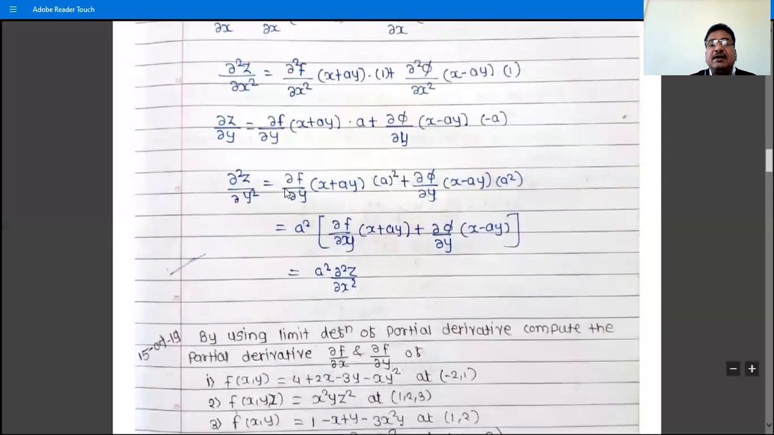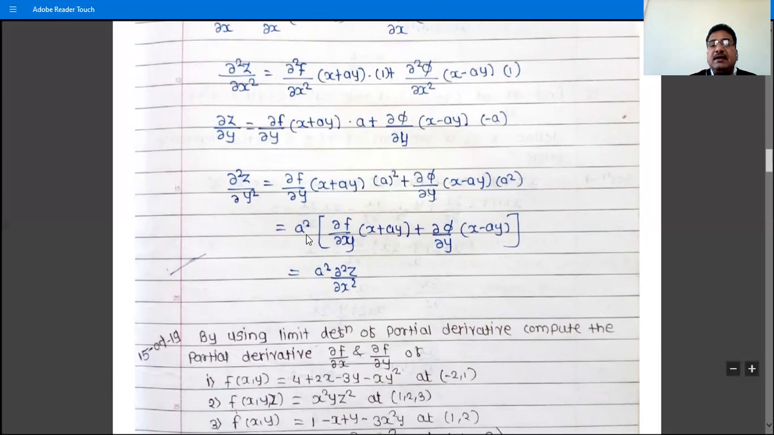And then the second order derivative is what? Here write ∂²f/∂y², x plus ay, into the derivative of x plus ay with respect to y, which is a, so a times a gives a square. Similarly, here write ∂²f/∂y², x minus ay, into the derivative of x minus ay, which is minus a, and minus a times minus a becomes a square.